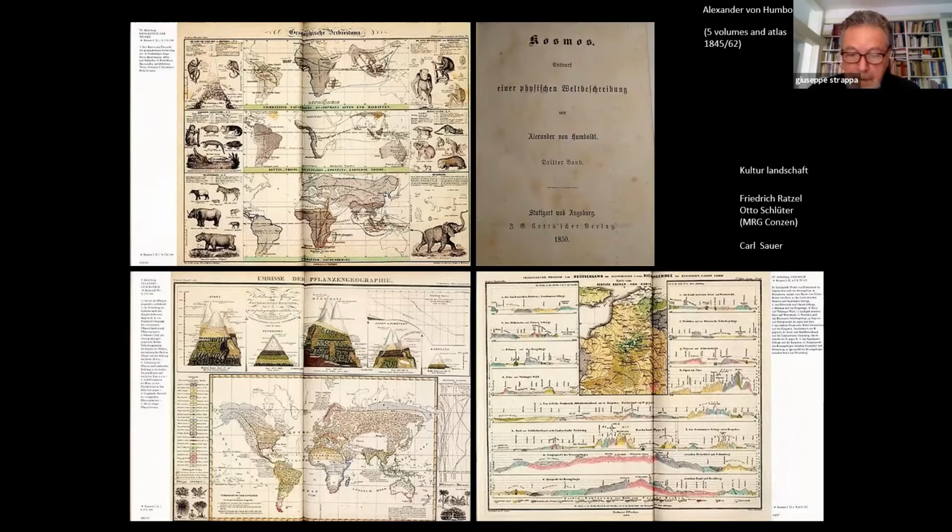And he thought that the cultural landscape was the natural landscape in which a cultural group operates. So the culture is the agent, and the natural elements, they are the tool, and the result is the cultural landscape.